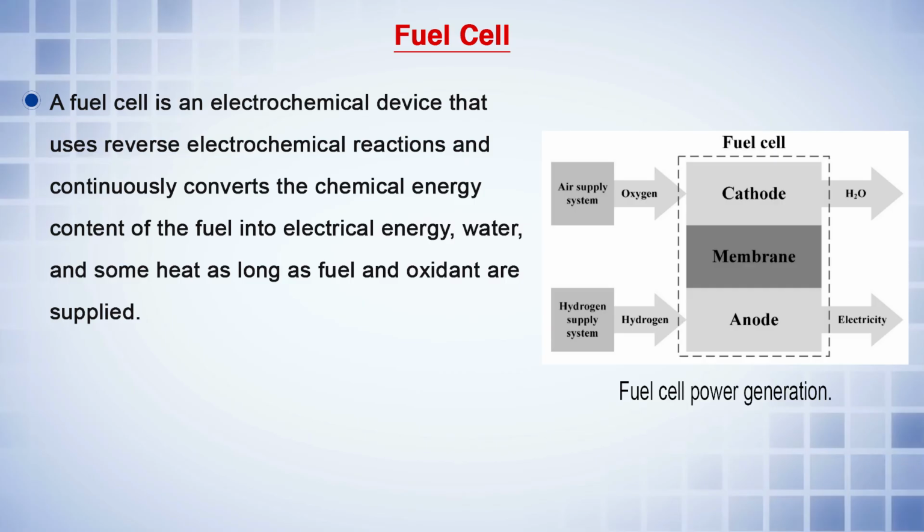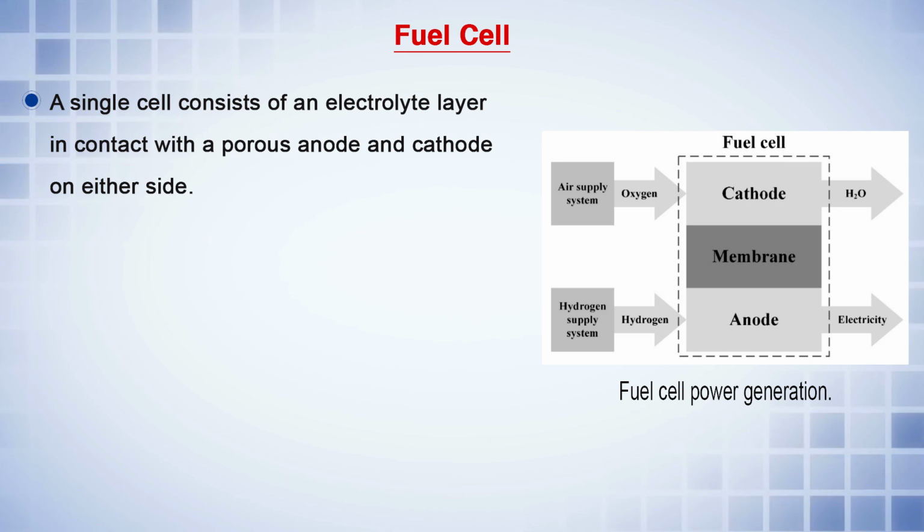Hydrogen is the main fuel of a fuel cell, and apart from hydrogen we have other fuels as well. A fuel cell is basically an electrochemical device that uses a reverse electrochemical reaction and continuously converts the chemical energy content of a fuel into electrical energy, water, and some heat, as long as fuel and oxidant are supplied. So fuel and oxidant are considered the input to the fuel cell, and it supplies power as long as it is getting the fuel and oxidant.